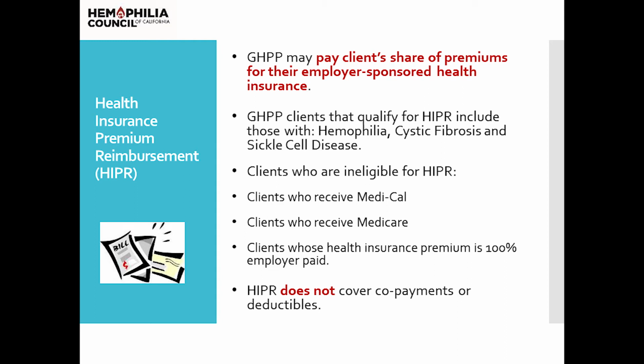GHPP clients that qualify for this program include those with hemophilia, cystic fibrosis, and sickle cell. Clients who are ineligible would be ones that are on Medi-Cal, Medicare, or whose health insurance premium is 100% employer paid. It is important to note, though, that this program does not cover the co-payments or the deductibles. So this is a program that they do participate in because it ultimately actually is a cost savings measure for GHPP. But if you have the option of an employer-sponsored health plan, this is something that you may want to look into with GHPP.